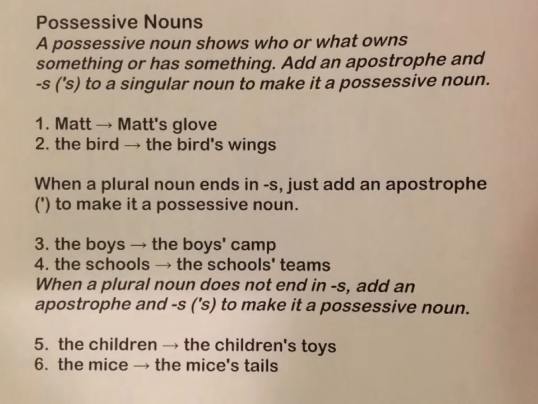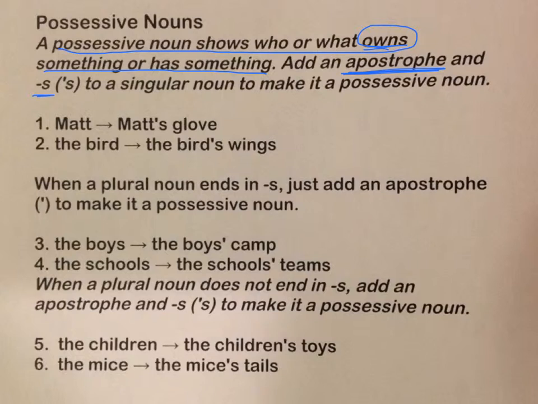Possessive nouns. A possessive noun is a noun that shows who or what owns something or has something. So it's ownership, like a possession. You own it. Possessive nouns. To do that, you don't just add an S or ES. Here's where you need to include an apostrophe and then an S to a singular noun to make it possessive.